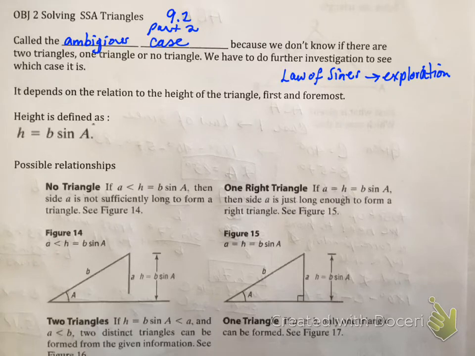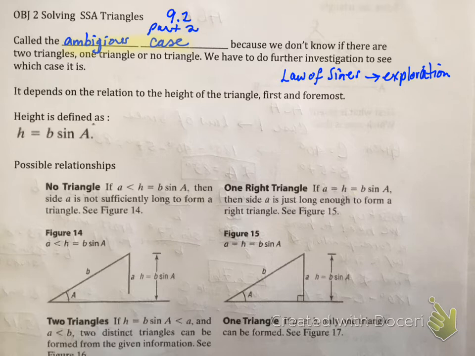Okay, this is objective 2, solving the SSA triangle. Just to let you know, this triangle is called the ambiguous case. The reason it's called the ambiguous case is that, without doing the math, we do not know if we have one triangle, two triangles, or no triangle. So we have to do further investigation to see what this is.